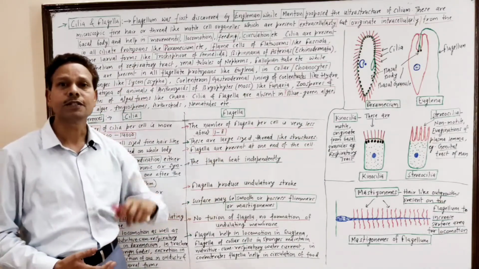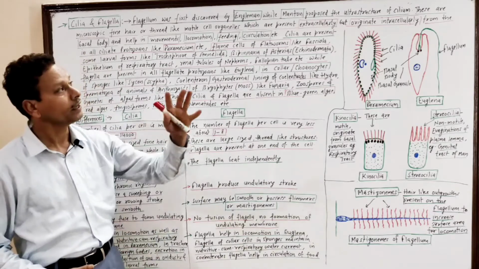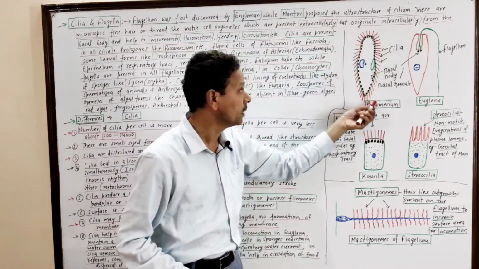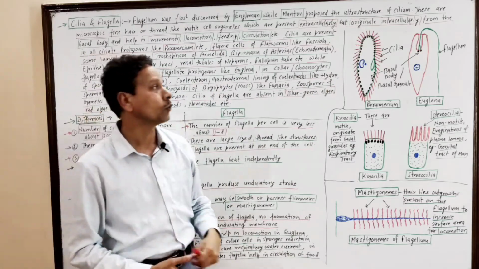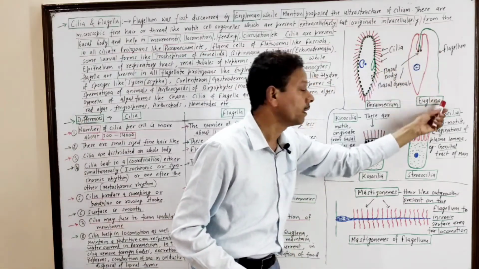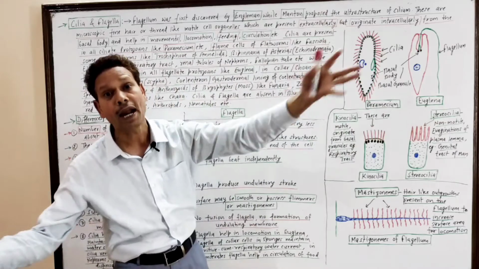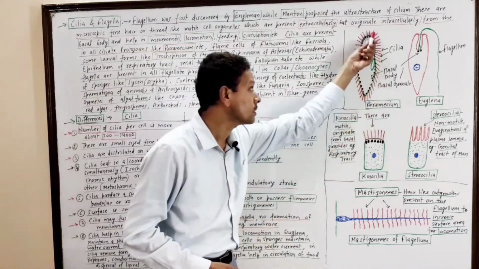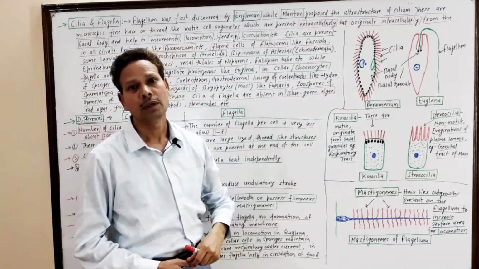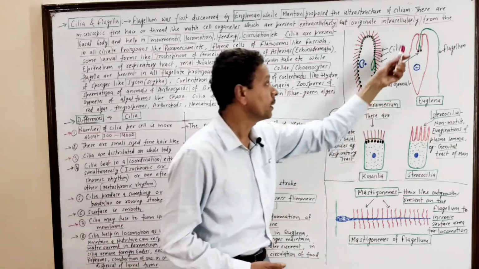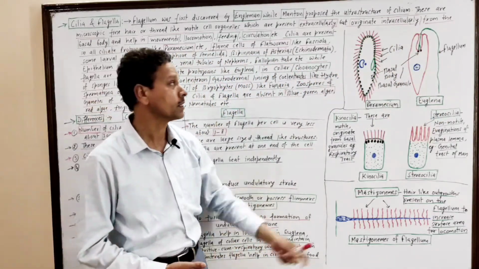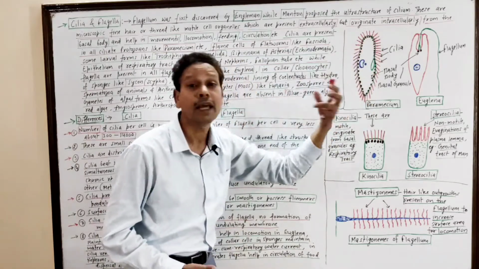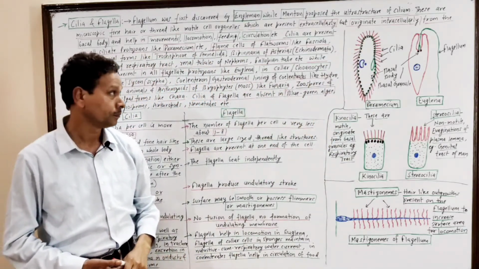These are some differences between cilia and flagella, very clear from the diagram. These cilia are very small structures, fine hair-like outgrowths, but this flagellum is an elongated thread-like structure. It means these are small-sized cell organelles, but this flagellum is an elongated thread-like structure. These cilia are fine hair-like outgrowths.